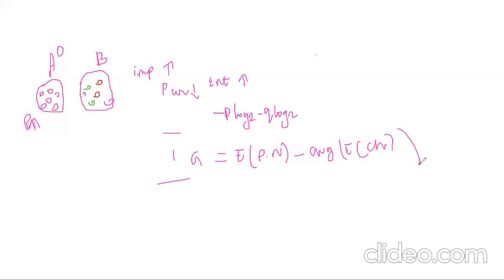Okay, the steps to calculate entropy for a split: first of all, calculate the entropy in the parent node. Then calculate the entropy of each individual node, meaning each individual subnode also. Okay, this is the split of entropy.